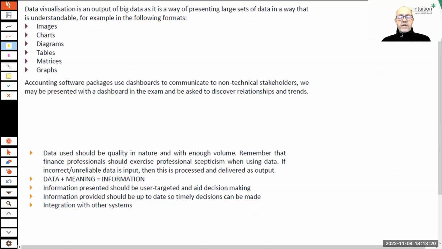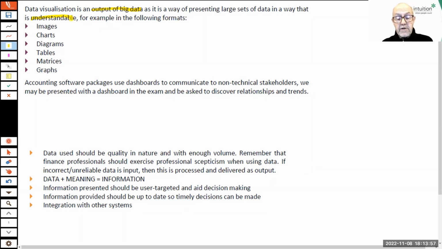Data visualization is an output of big data. Here we go, we're into this term, big data. What that means is you've got loads of information. If you can put it into a picture rather than a big list of numbers, it's much easier to understand. Examples are images, charts, diagrams, tables, and I've got examples of some of these for you to see. Matrices, that's the plural of matrix. That's just a table with rows down the side and columns across the top. Like a spreadsheet is essentially a matrix.